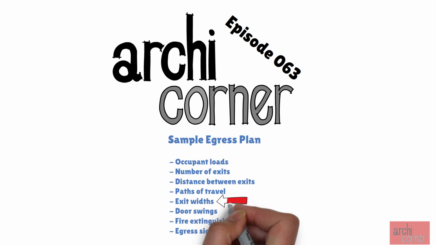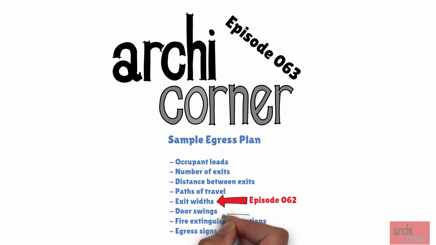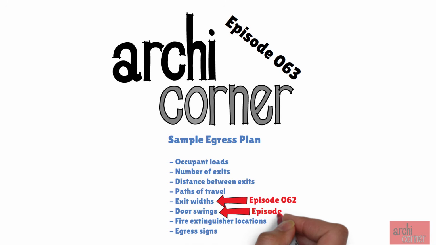In our past episode 62, we discussed exit widths and door swings. In this last episode, we will continue from where that video left off and will cover fire extinguisher locations and egress signs. So, let's get started.